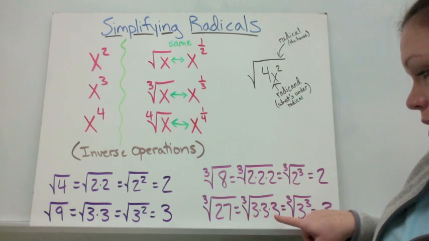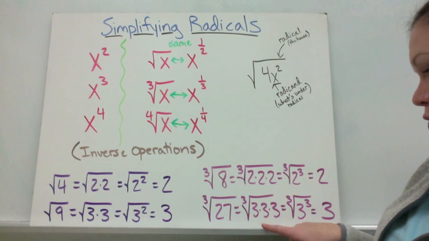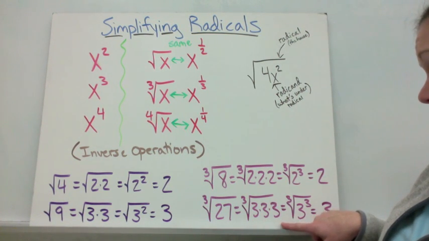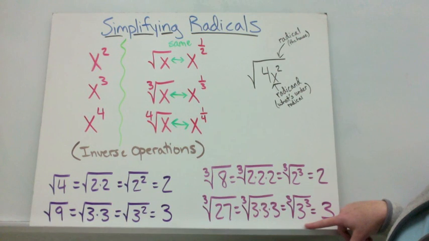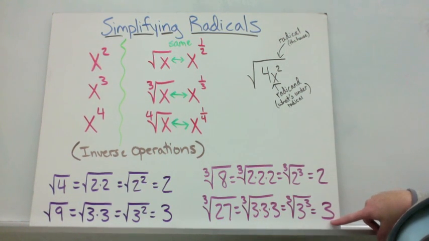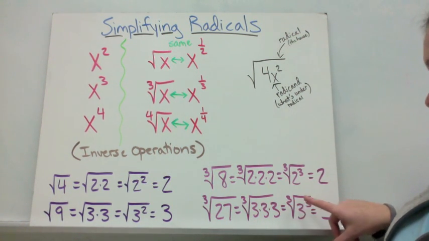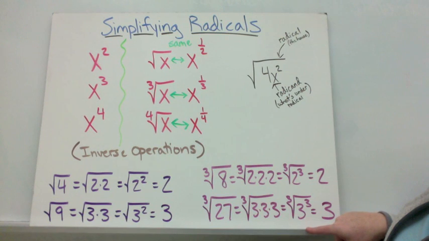The cube root of 27 is equivalent to the cube root of 3 times 3 times 3, which would be equivalent to the cube root of 3 cubed. So we could say that would just come out evenly as 3 because the cube and the cube root are opposite or inverse operations. They cancel each other out.